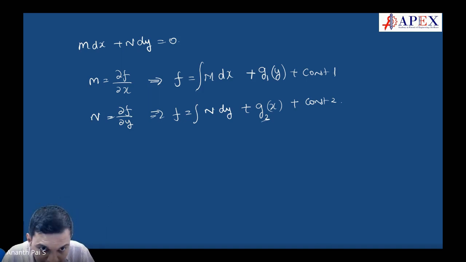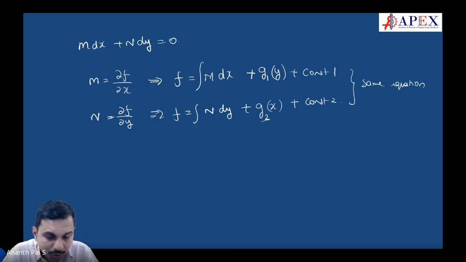And then you compare these two equations, because f is the same, these are both the same, is it not? These are the same equation. So you compare these both and arrive at a solution. Make sense? So this is how we do it.